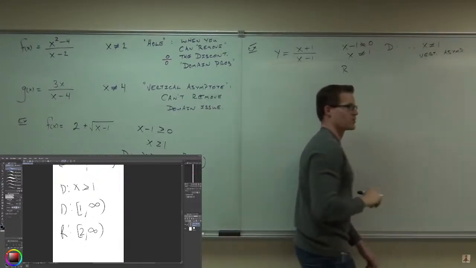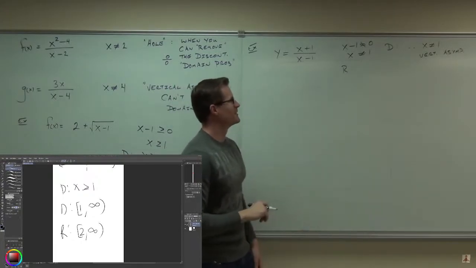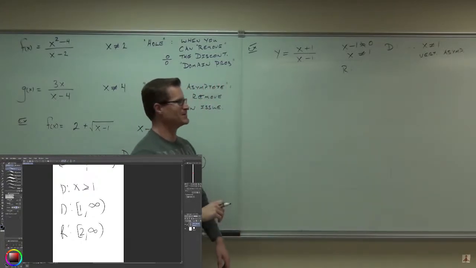Yeah, you can't really abbreviate asymptote more than that. You don't want to say vert ass. Asymptote. That'd be just weird.